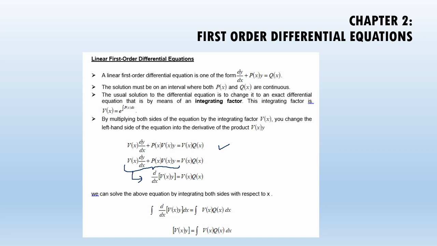And then we can solve the above equation by integrating both sides with respect to x. As we know, the integration is an antiderivative, so we end up with v of x times y equals integrations of v of x times q of x with respect to dx. So what we're just gonna do, integrate the right side, and we're gonna have the solution of the differential equation.